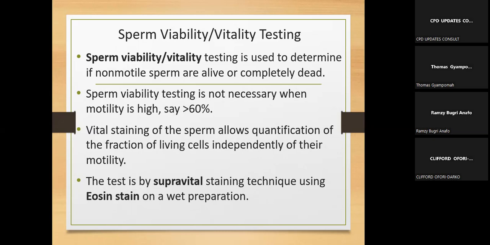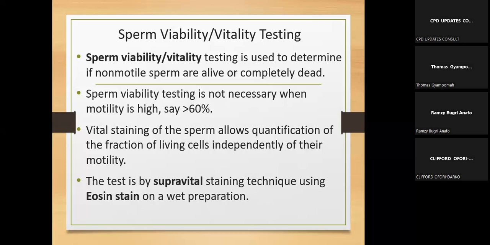Here, the trick is that eosin does not stain live cells, it is not a vital stain. Yet you are using it as a supravital staining. How? Why? As we move along, you will understand it. We want to stain the sperms while they are alive, because we want to check whether they are alive or not. Take note of this.